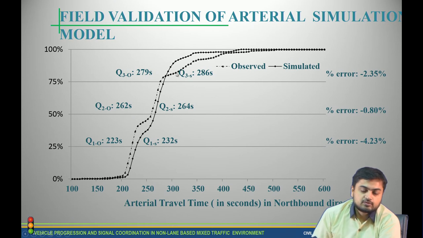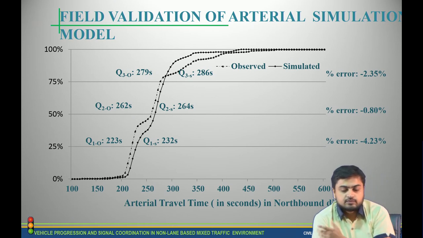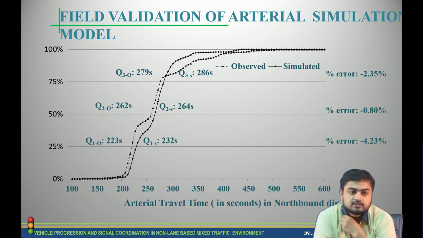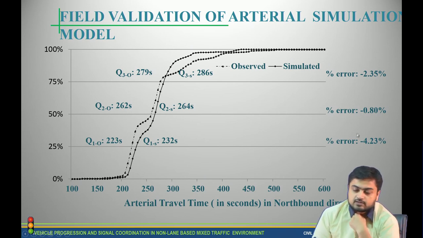This graph shows, before implementation, we simulated the arterial signal timing, the design solution, on the simulation platform, and then after we implemented it, this shows the comparison of the field observed distribution of arterial travel time and the simulated arterial travel time. The error at different quartile levels is found within the 5% level, which validates the arterial simulation model.